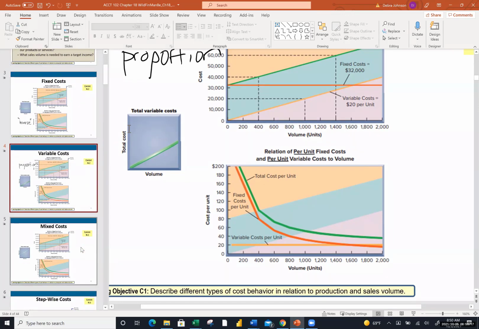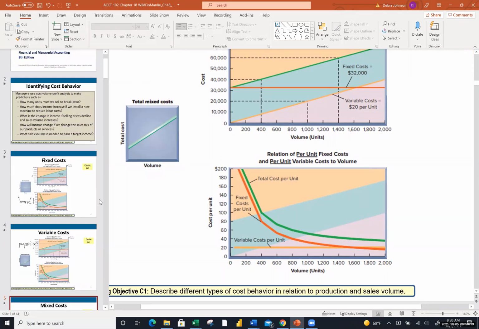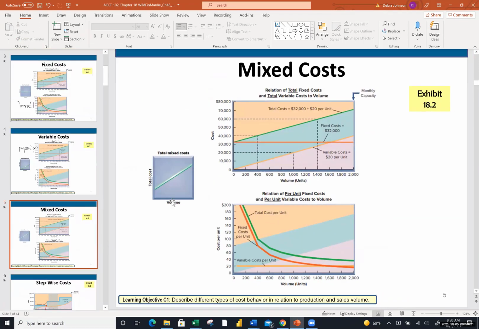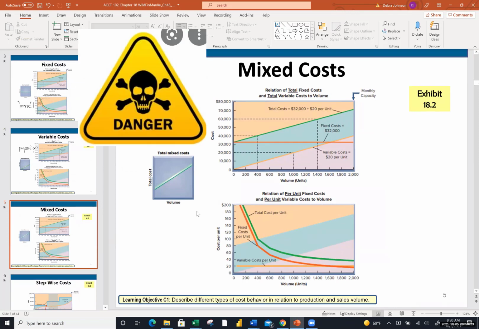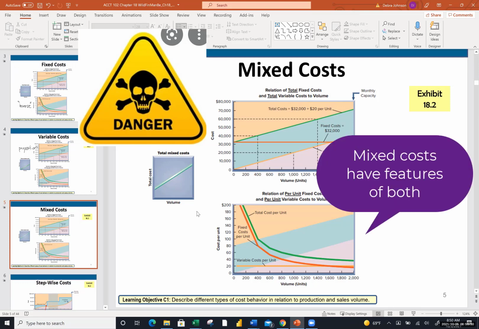All right, here's the danger zone. Get up. Mixed costs are dangerous. We can't have them. Mixed costs are costs that have a portion of fixed costs and a portion of variable costs built in.